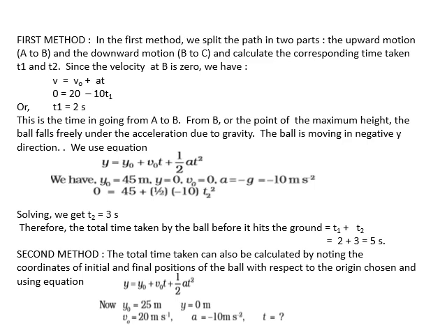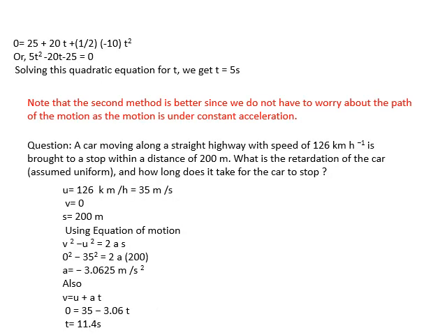Now let's discuss the second method. The total time here we have to calculate by noting the initial and final positions of the ball with respect to the origin chosen. Right? That means you have to use what? The second equation of motion, and that is y equals y naught plus v naught t plus half a t square. And by putting all the values, we get t equals 5 seconds. Here, I will suggest that the second method is better, since we don't have to worry about the path of the motion as the motion is under constant acceleration.